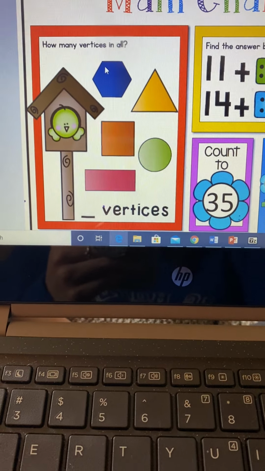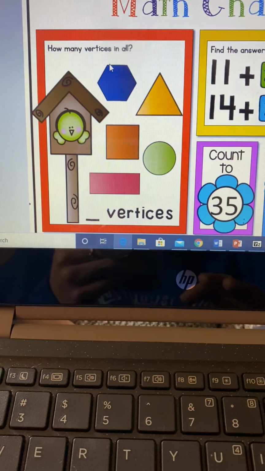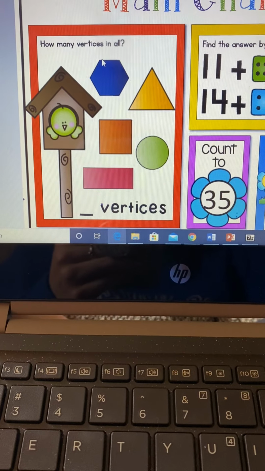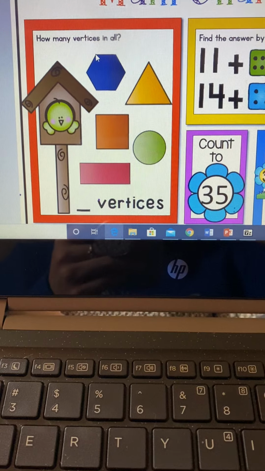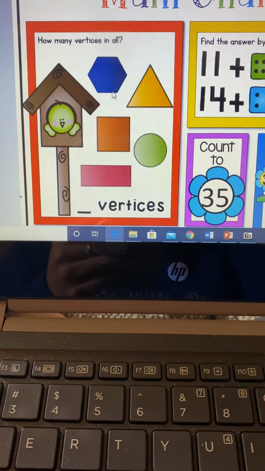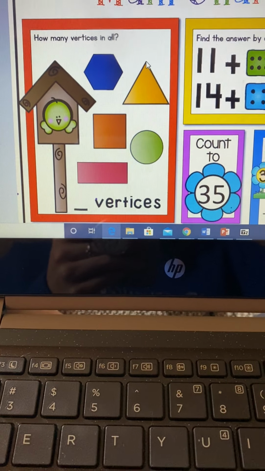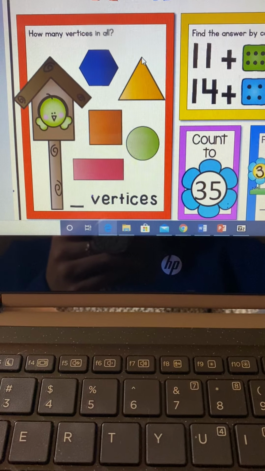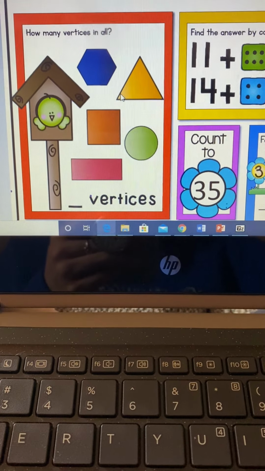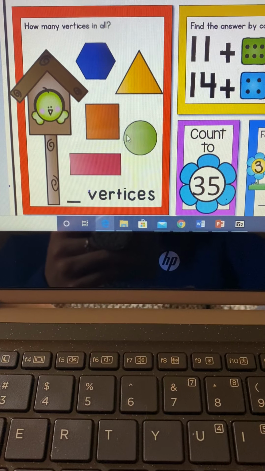So let's go ahead though and start with this blue hexagon, and we're going to count all of the vertices and then we'll move on to our next shape. So let's go ahead and I want you to count with me. So start up here in this corner. 1, 2, 3, 4, 5, 6. Moving on to the triangle and counting up. So we have to start at 7, 8, 9. Move on to the square. 10, 11, 12, 13.